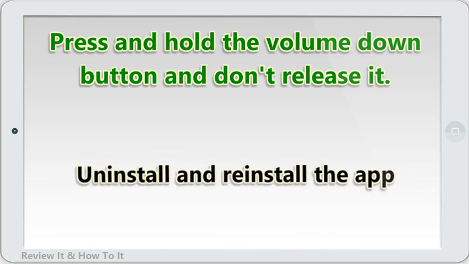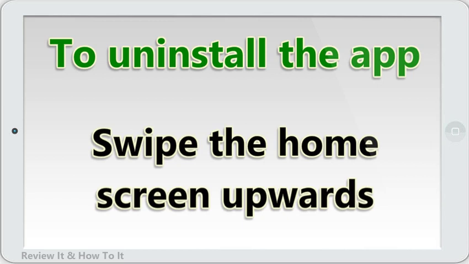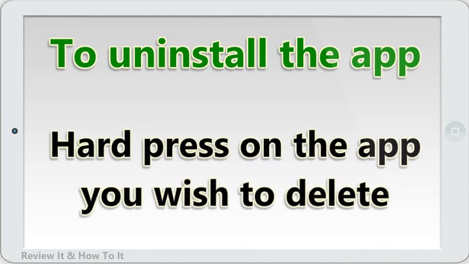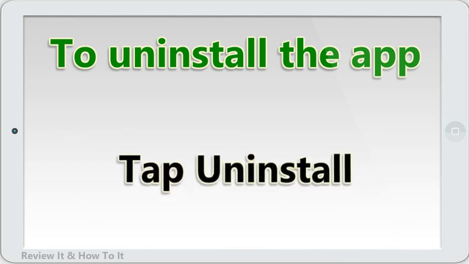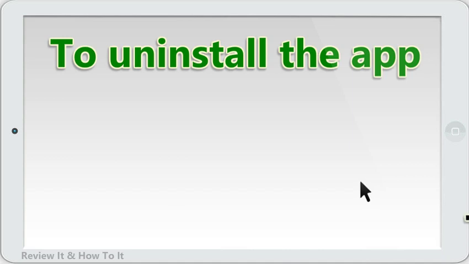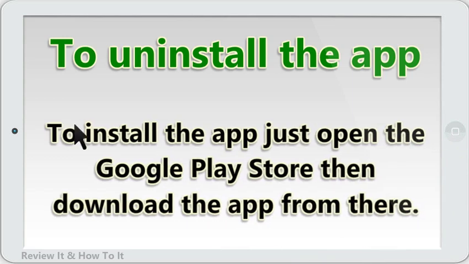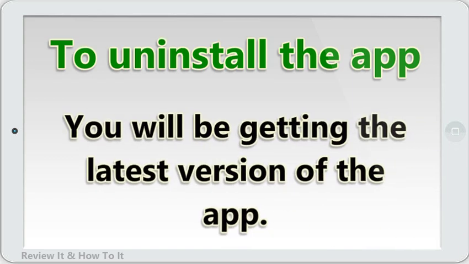Uninstall and reinstall the app. To uninstall the app, swipe the home screen upwards. Hard press on the app you wish to delete. Tap uninstall. Tap OK. To install the app, just open the Google Play Store, then download the app from there. You will be getting the latest version of the app.